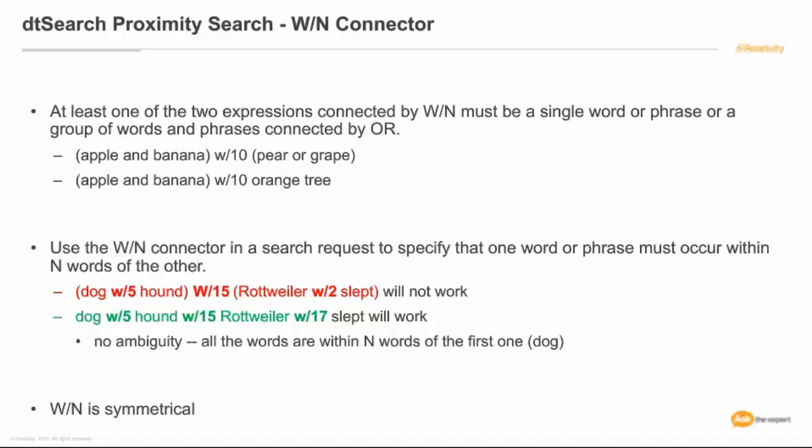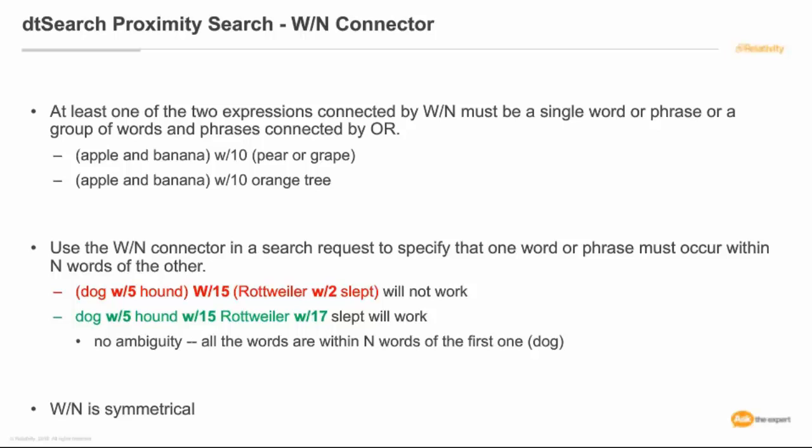All right, let's take a look at some dtSearch syntax in this next slide here. All right, here are the effects of proximity and its effects on dtSearch. So dtSearch can make use of proximity searches. For this, we use the W/N symbol as the connector. When using a proximity search, it is important for at least one side of the connector to be a single word or phrase. One side of the proximity can also be a series of words connected with the OR operator.